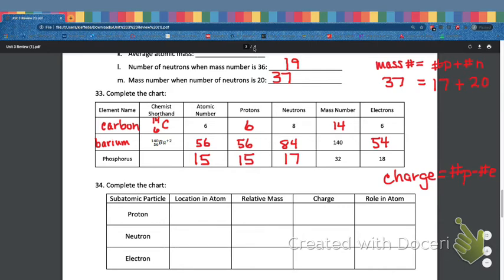So for my shorthand here, I'm going to write phosphorus. I'm going to write P -3. And then my mass number is going to go up on the top. So this is going to be 32. And my atomic number is going to go on the bottom. And that's going to be 15.